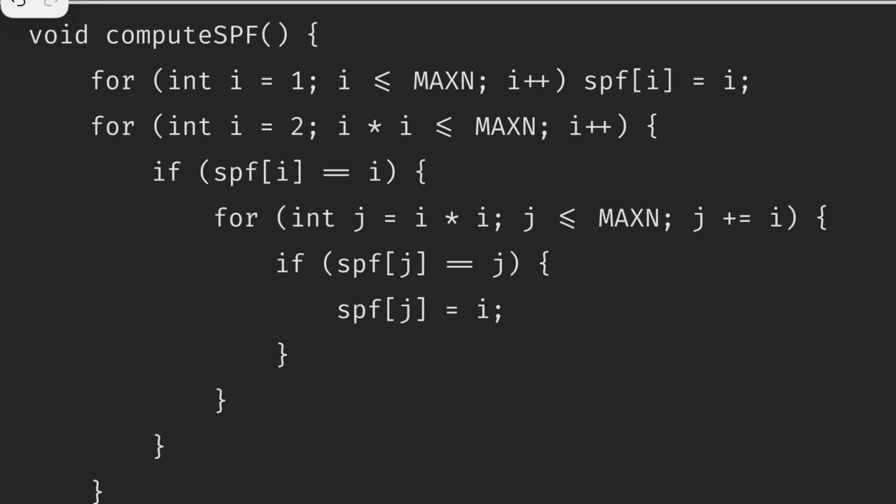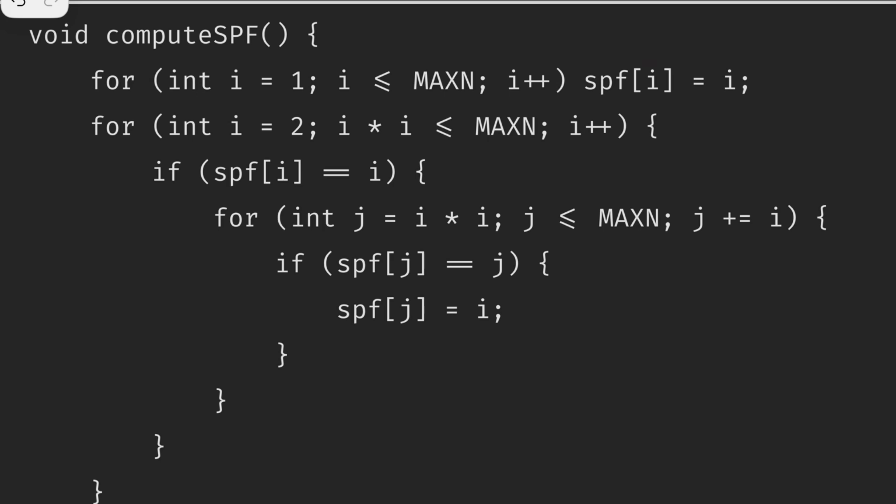We have already gone through the code in Sieve of Eratosthenes. I am just going to highlight it here. It's very simple and straightforward. First, smallest prime factor we initialize as themselves. Smallest prime factor of I is going to be I. That's how we are going to initialize at first.